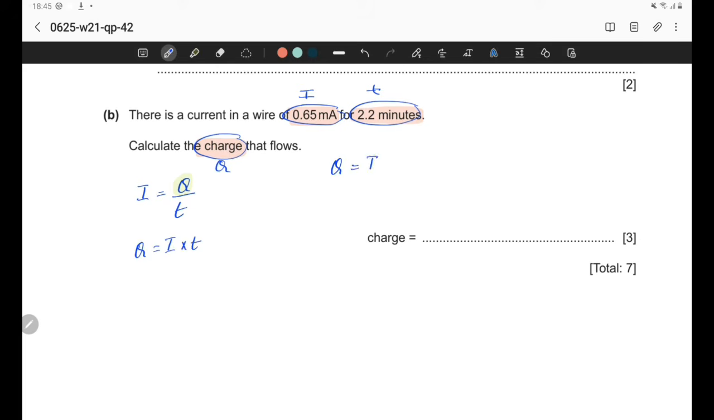So charge is equal to I times t, where I is 0.65 milliampere. So we have to convert milliampere into ampere. For that we have to multiply with 10 to the power minus 3. For milli we should multiply 10 to the power minus 3. So the current will become 0.65 times 10 to the power minus 3, times time, which is 2.2 minutes. Again we need to convert minutes into seconds. For that we just need to multiply with 60. And the answer is 0.086. So we can write 0.086 to two significant figures, with the unit of charge being coulomb.